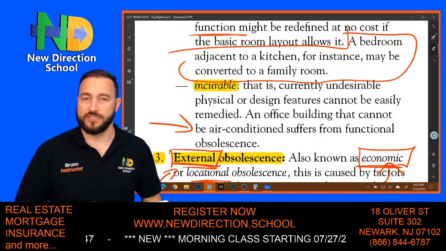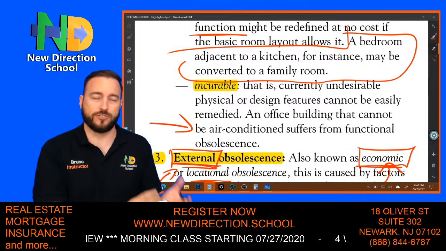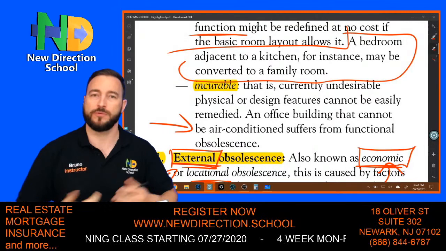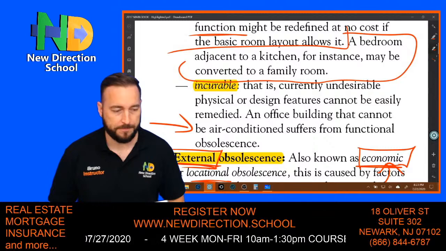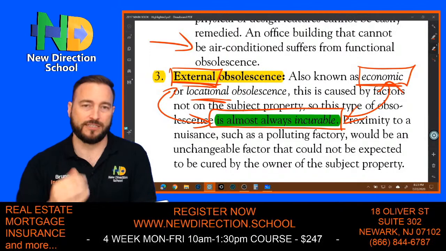In this case, there's no way to be a restriction in the four family. If two of the units are used as a two bedroom, then obviously the other two could also be converted to a two bedroom. There's no restriction there, okay? Unless it was physically impossible to do so based on size of the rooms or layout of the rooms, okay? So again, things to remember. Obsolescence is like an obstacle, something that stops you from having the full value of the property.